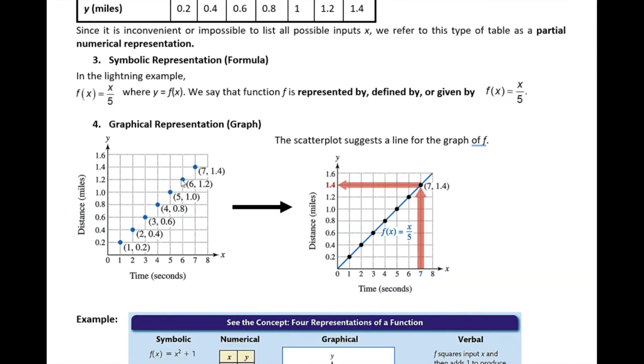And this is how you graph it. Simply plot the points and draw the line. That represents a line.